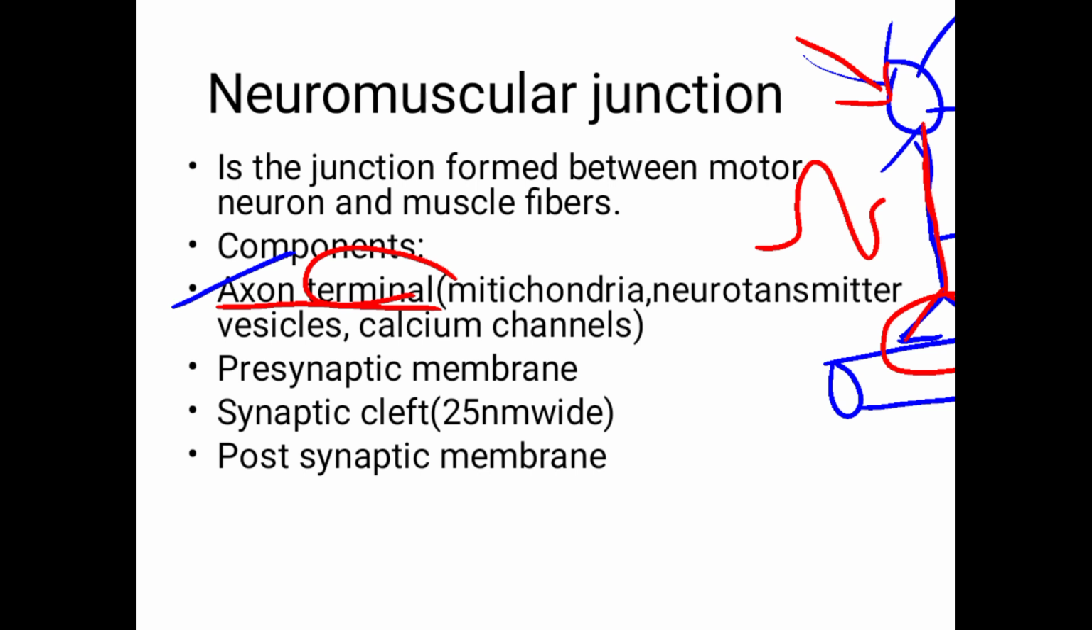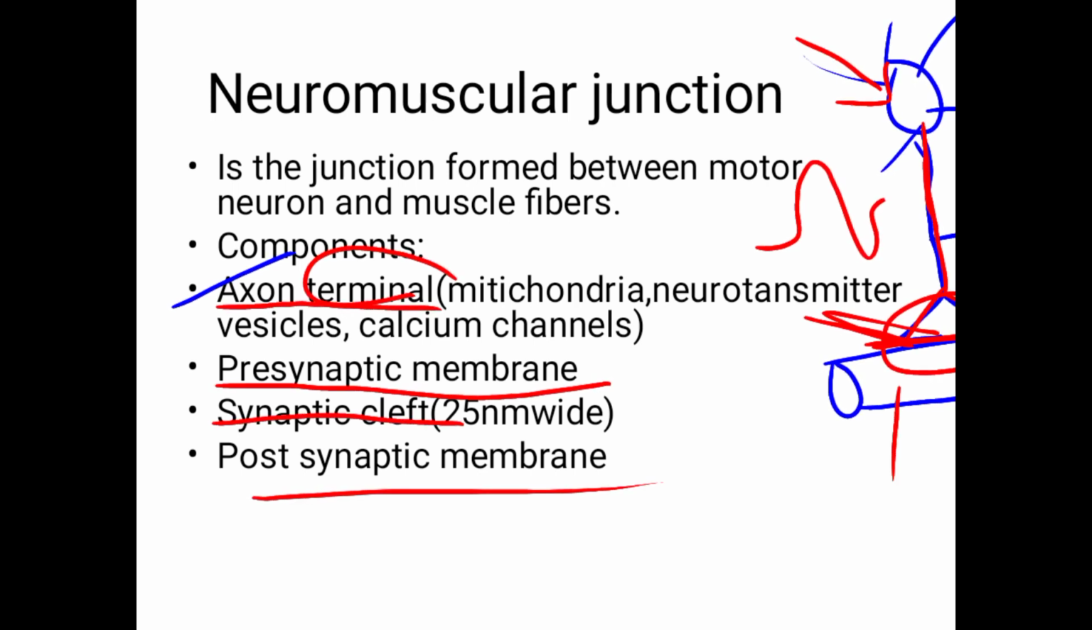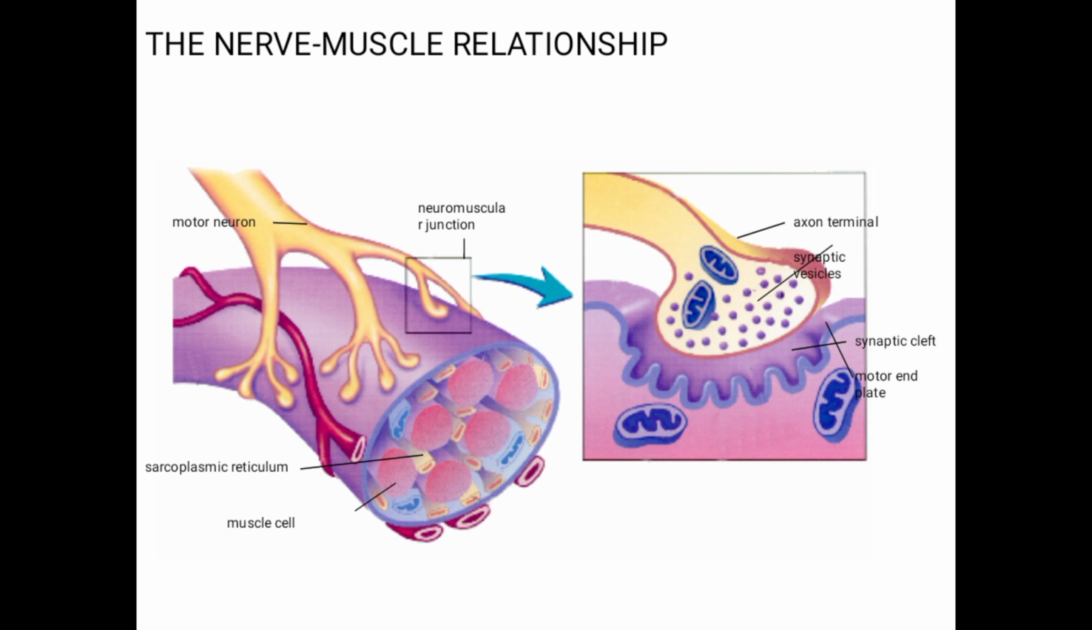Next, the presynaptic membrane. So presynaptic membrane is this one, the axon part, nerve part. Then there is a gap between the nerve and the muscle, that is called synaptic cleft. Then there is a postsynaptic membrane. So postsynaptic membrane is the skeletal muscle part. Those are the components.